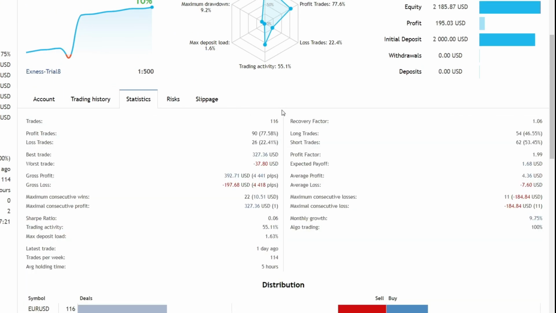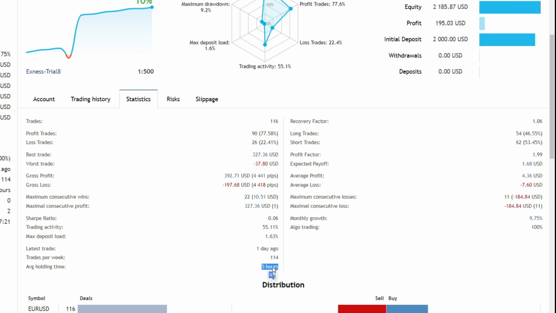Statistical information: trading for more than 1 week has opened 116 transactions, with 90 transactions closed with a profit. The resulting profit factor is 1.99. The maximum consecutive loss is 11 transactions, which we saw earlier in the trading history. Total consecutive loss of $184.84.